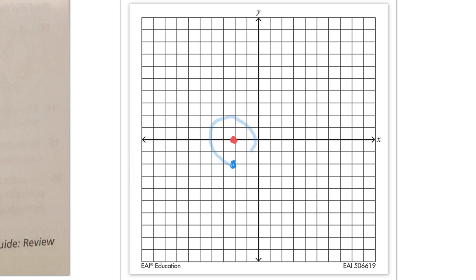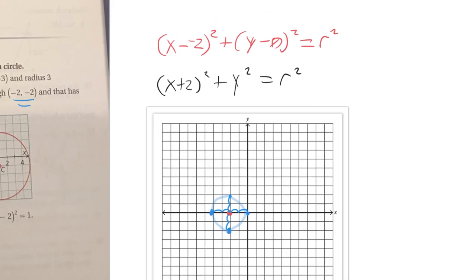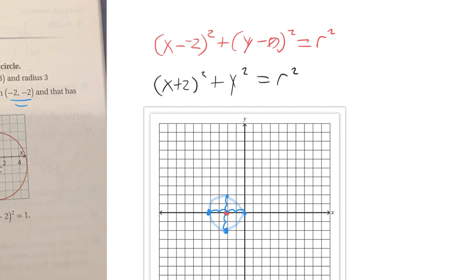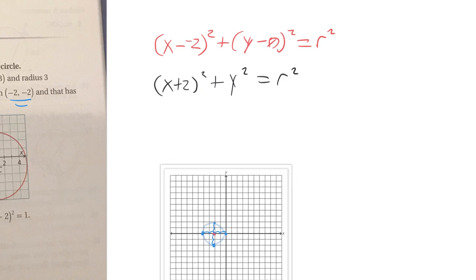Now, to be clear, it's clearly the case that it's 2 units away in the southern direction, which means it's going to be 2 units away over here, and over here, and of course 2 units away over here. Now, it should be obvious that the radius is, of course, 2, right? So therefore, we can update the equation to represent that fact.